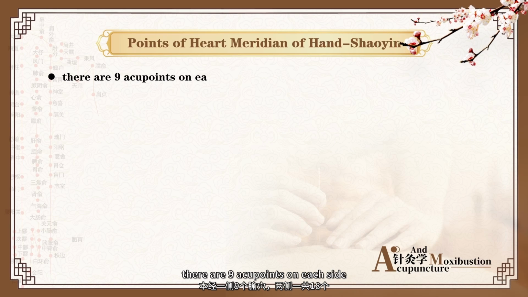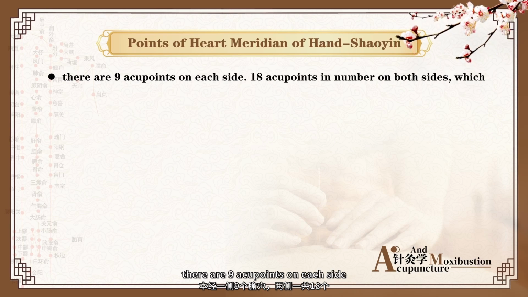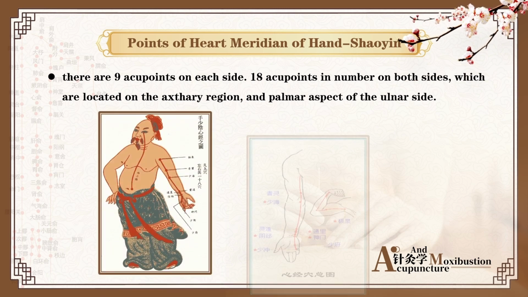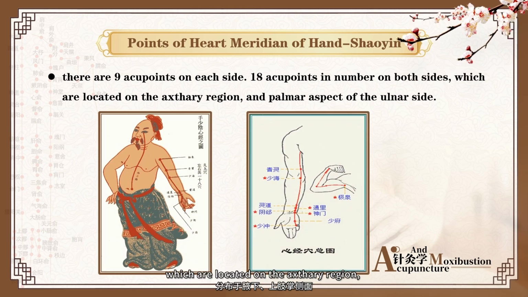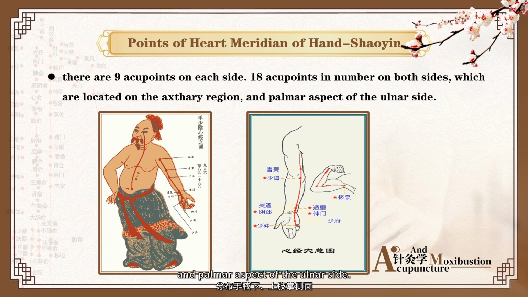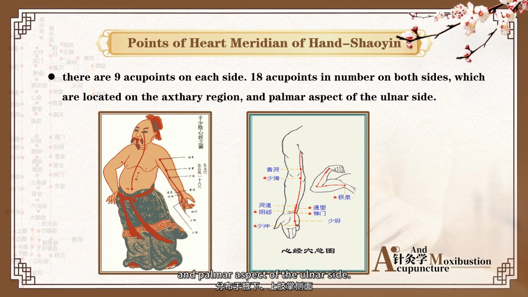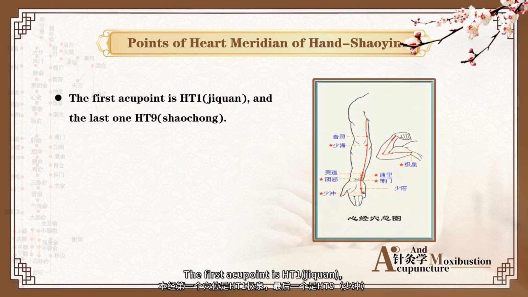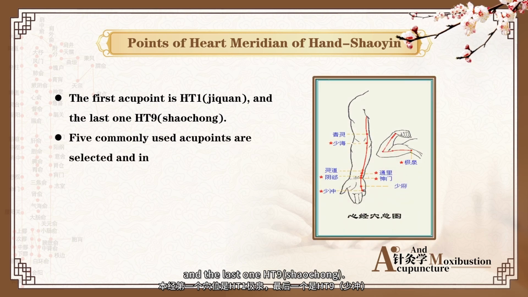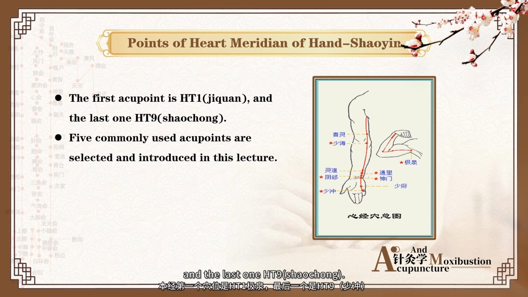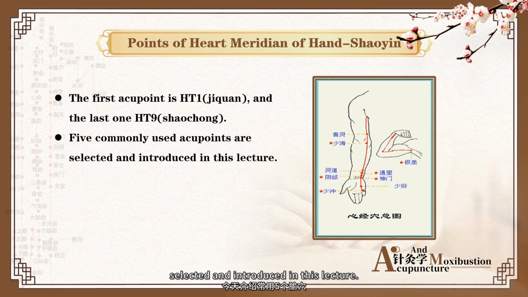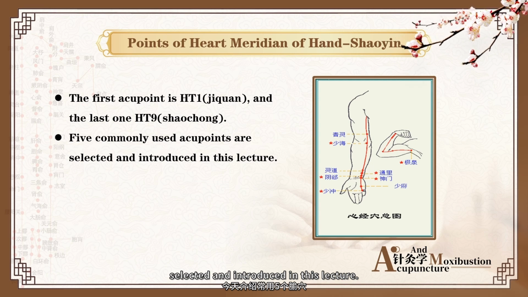There are 9 acupoints on each side, 18 acupoints in number on both sides, which are located on the axillary region and the palmar aspect of the ulnar side. The first acupoint is heart 1, 极泉, and the last one, heart 9, 少冲. 5 commonly used acupoints are selected and introduced in this lecture.